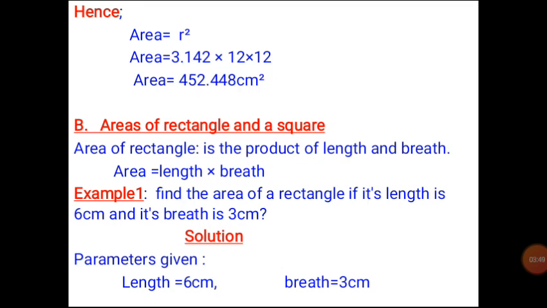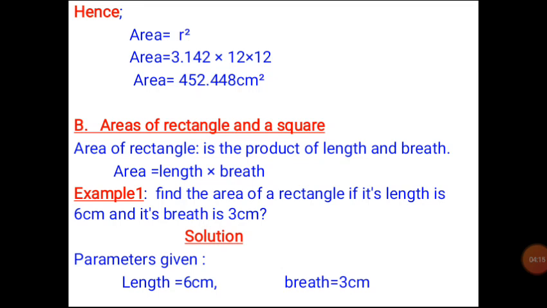Now, the big part of this lesson is the areas of rectangle and square. Now, the area of a rectangle is the product of length and breadth. That is just the area of a rectangle. What is that? Area is equal to length times breadth.